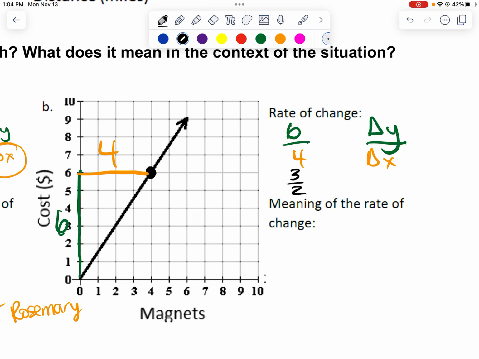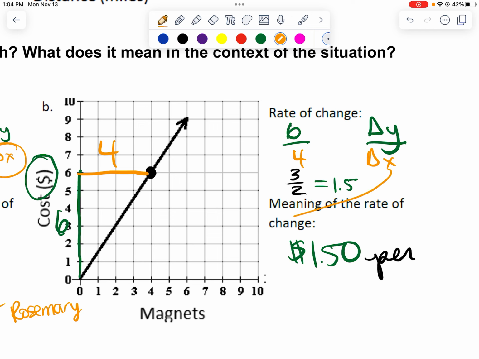So my change in y is talking about money. Right here it's talking about money. So I need 3 over 2 to become 1.5. So $1.50 per, and then I'm talking about my change in x, which is the magnets, so per magnet.